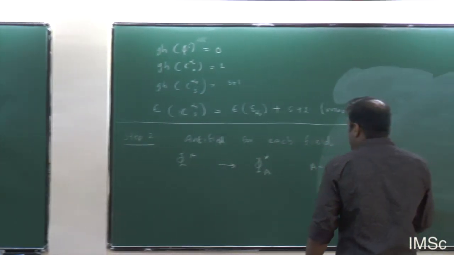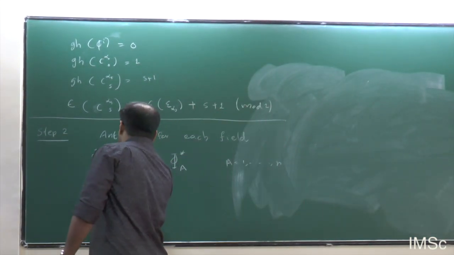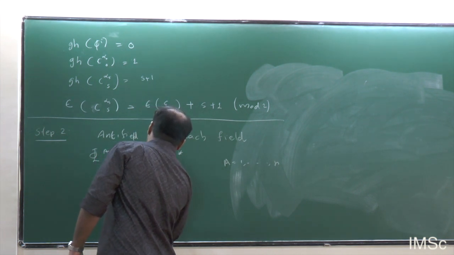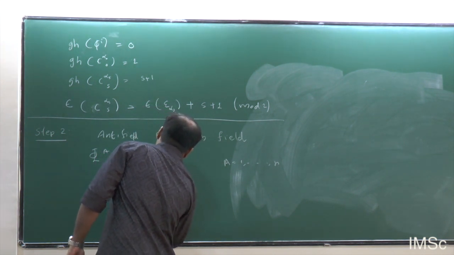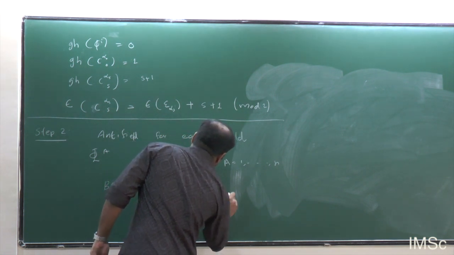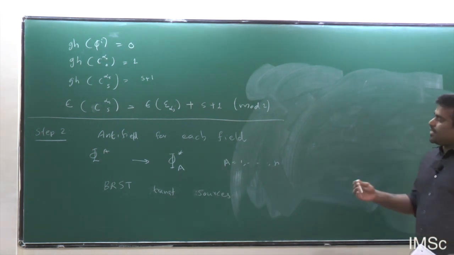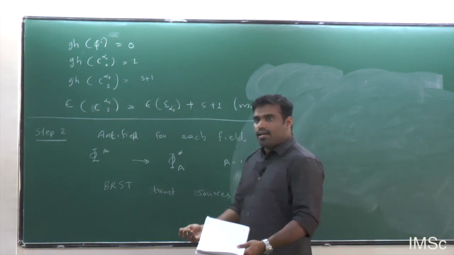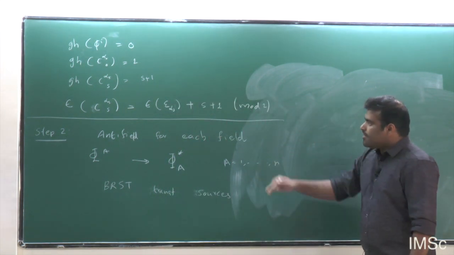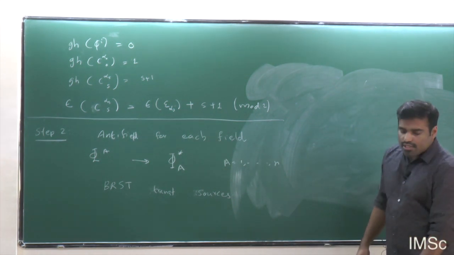And you can think of these antifields in some sense as BRST transformation coefficient sources. We discussed BRST transformation in the first lecture, and then we said that it's interesting to introduce a source for each BRST transformation. And antifield can be, in some sense, identified with these sources that you introduce there.